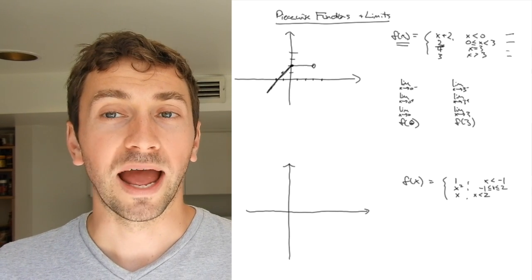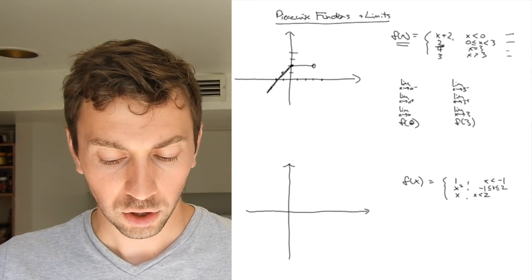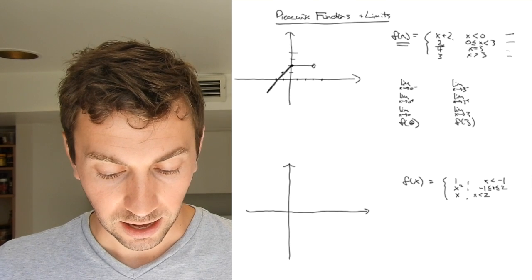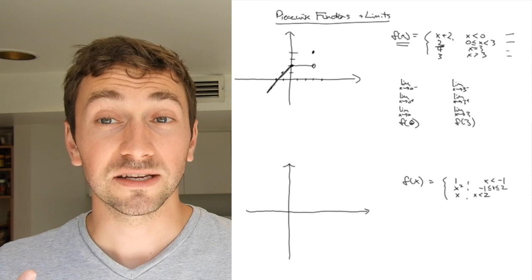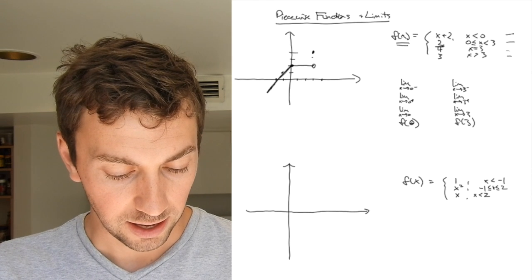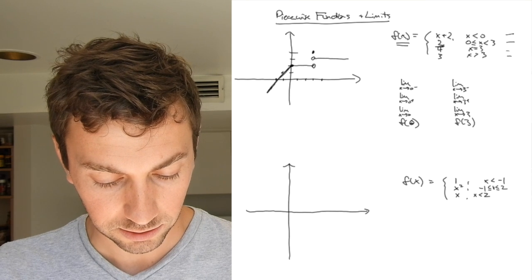And then exactly at 3, this is going to have a jump and a hole. When x is equal to 3, the value is 4. I fill that in. And then when x is greater than 3, I open the circle, and that's going to be a horizontal line like this, across that way.